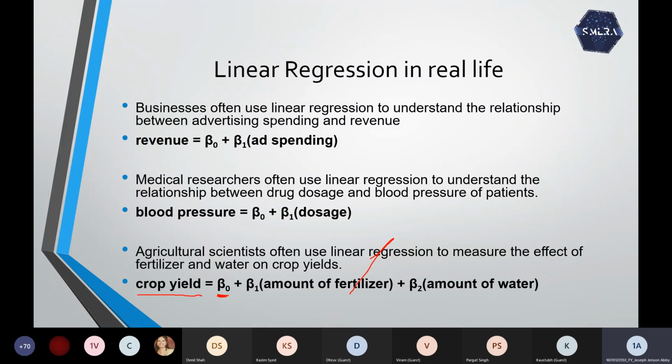Similarly, in business, suppose you are spending on ads. The amount of revenue you're getting is based on the amount of money you're spending on ads. If you spend more money on ads, you get more revenue, correct? That is the general trend you see. If you don't spend anything on ads, you'll still get some revenue. You won't have zero revenue. So that is this B0. In this case you are finding the relation between revenue and ad spending. So you can find out how much money should I spend, what is the optimal amount of money I should spend so that I'll get the maximum revenue?